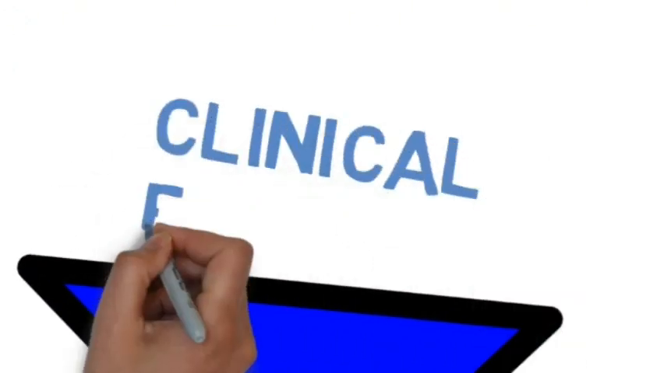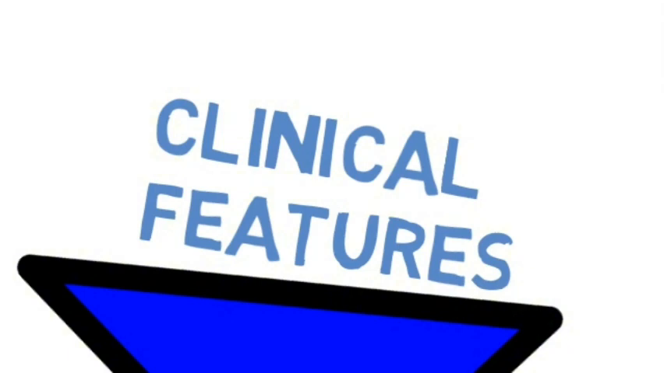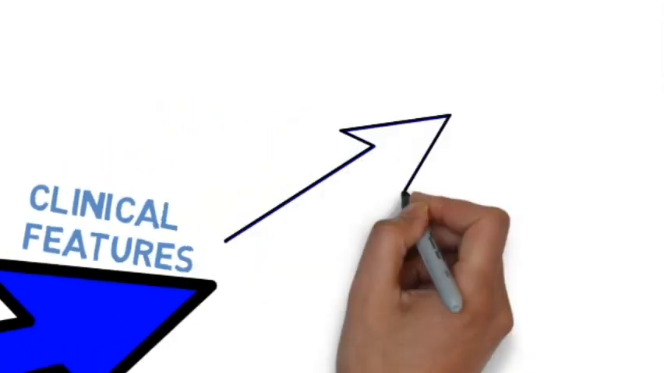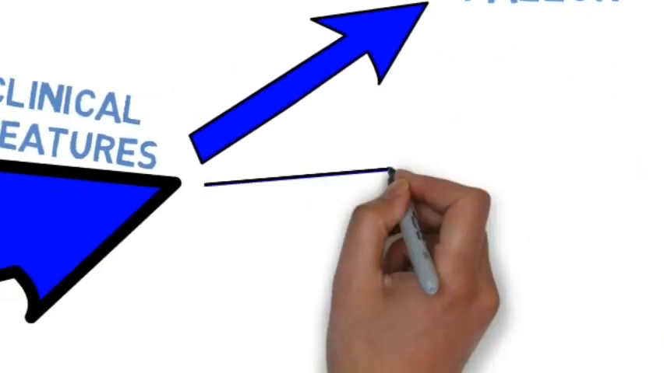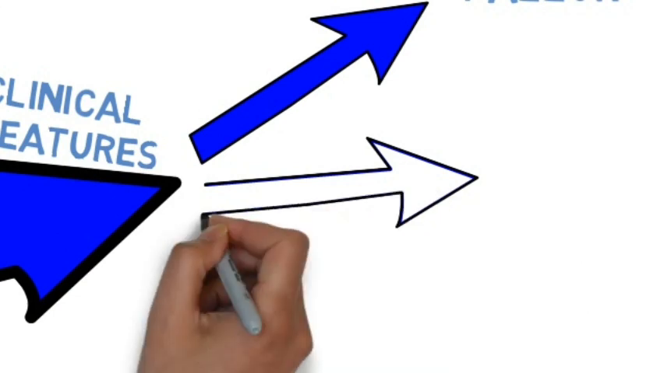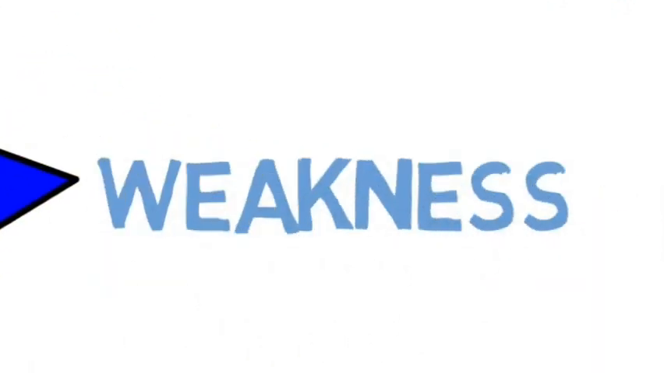Clinical features of a patient with macrocytic anemia. This patient is going to look pale and tired. A patient suffering from macrocytic anemia is going to look pale. He's also going to look weak. He will be tired on exertion.